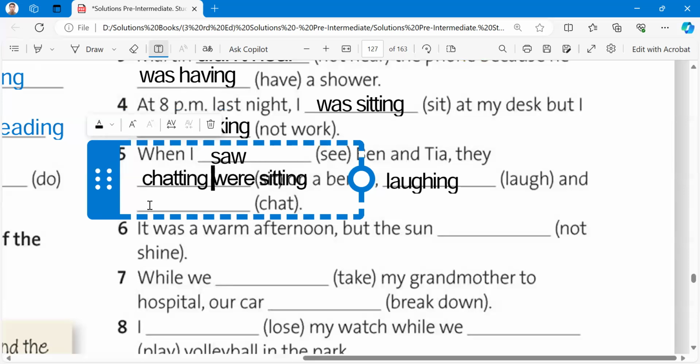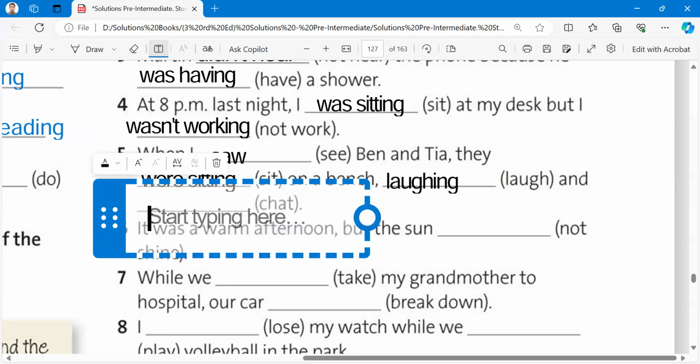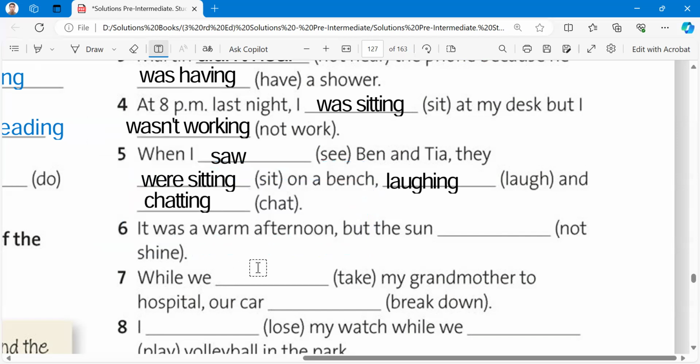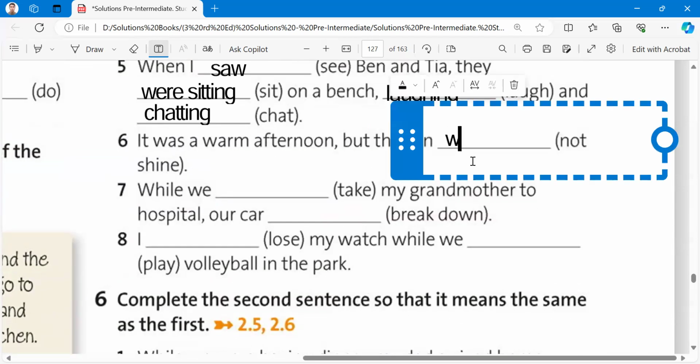Now, here is the spelling thing that you have to know. Again, sitting, double T, right? And chatting, double T. It was a warm afternoon, but the sun wasn't shining, because it's talking about the afternoon. It's a certain time of the day. It's not general, for example, yesterday it didn't shine. No, it's about the afternoon. That's why it wasn't shining.